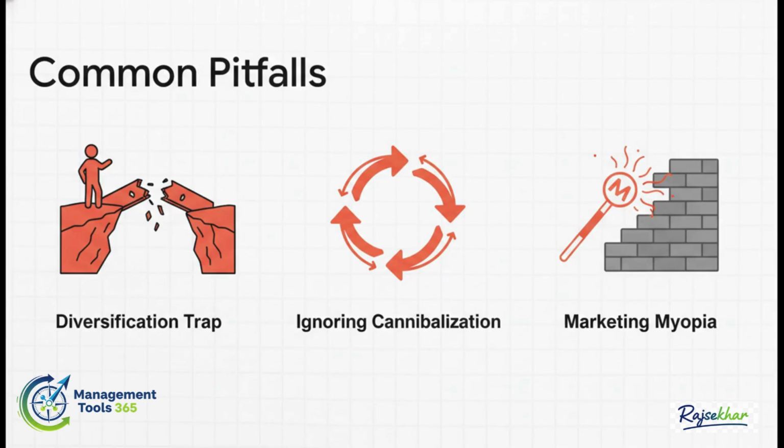And here are a few other classics. The diversification trap, jumping into a new field where you have zero right to win. Ignoring cannibalization, that's when your shiny new product just eats sales from your existing ones. And a personal favorite, marketing myopia, the arrogant belief that your brand name is a magic wand that guarantees success anywhere. They all come from the same place, a little bit of hubris and a lack of deep customer understanding.